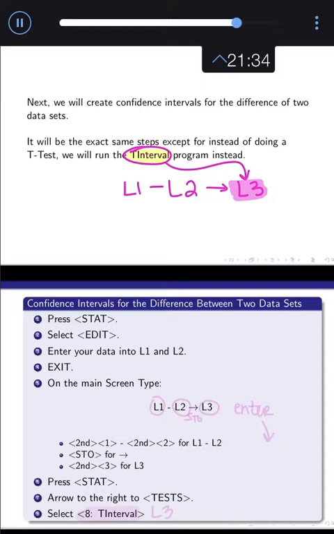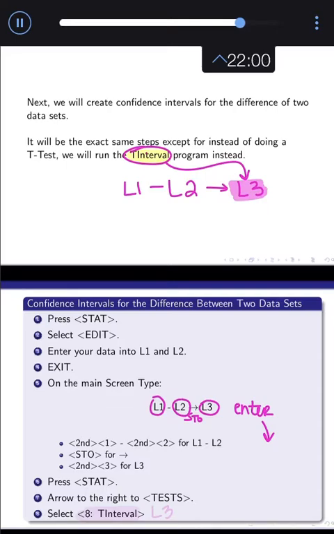t-tests. You'll go to your main screen, just like before. You'll do your list 1 minus your list 2. Use your little arrow key, which is the STO key, and make sure it goes into list 3, and you'll press enter, which will go ahead and put into list 3 all of the entries from list 1 minus list 2. They will already just end up right in list 3.